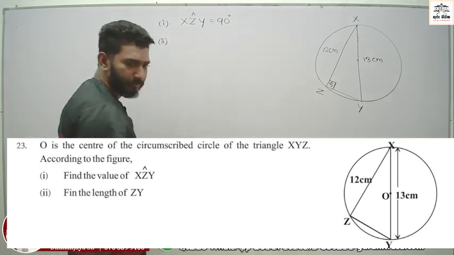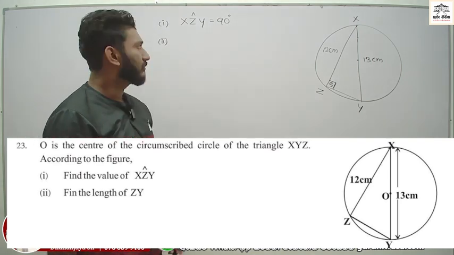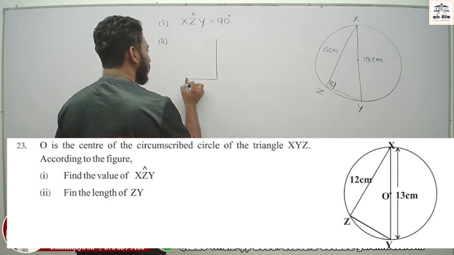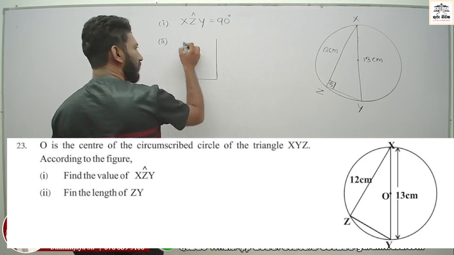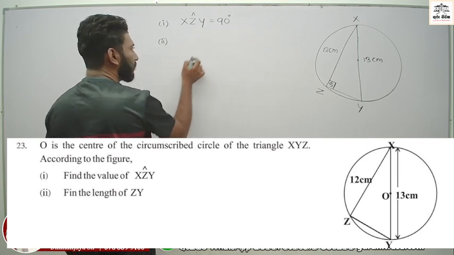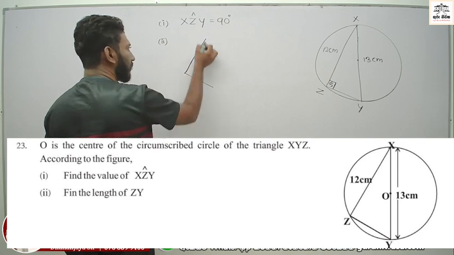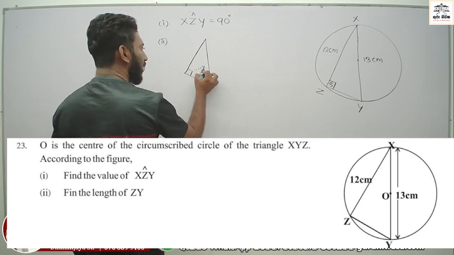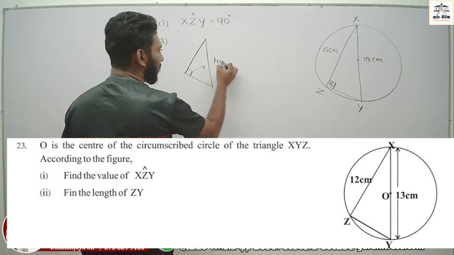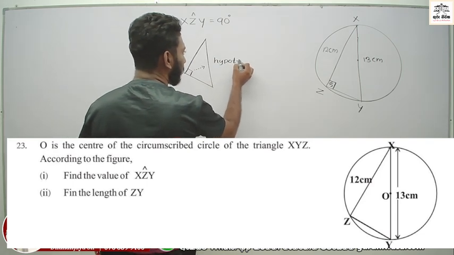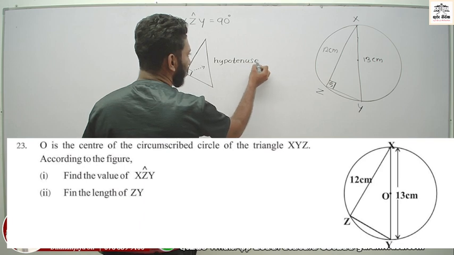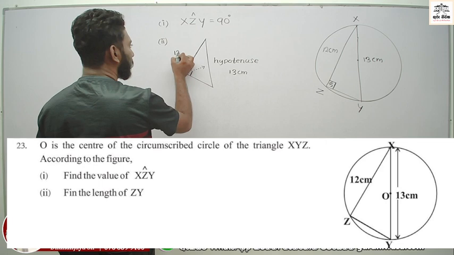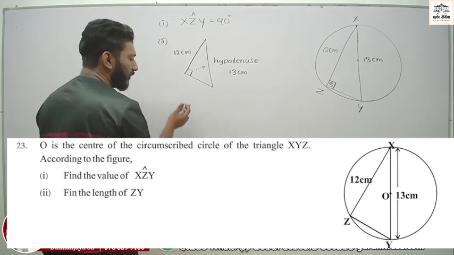And Roman number 2. Find the length of the ZY. Now look at this. This is a right angle triangle. And this one we call the hypotenuse. Hypotenuse. And this one is 13. This one is 12. So we need to find this. This is ZY.